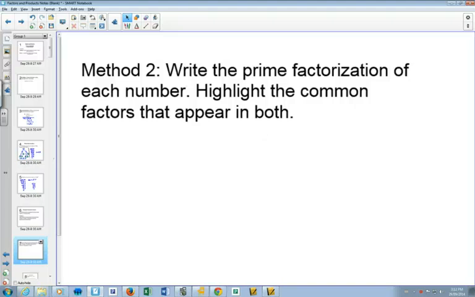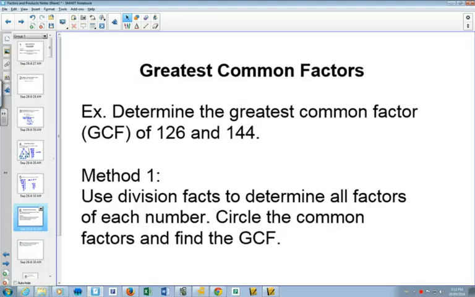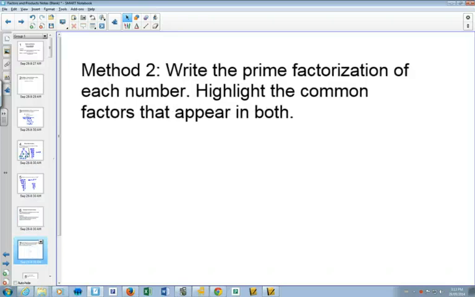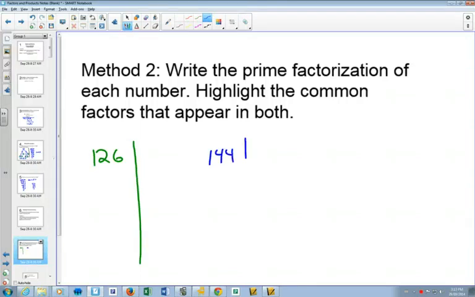Start with method 2. Let's look back. What are the numbers? 126 and 144. So if I write out 126 and 144, what we have is 126.